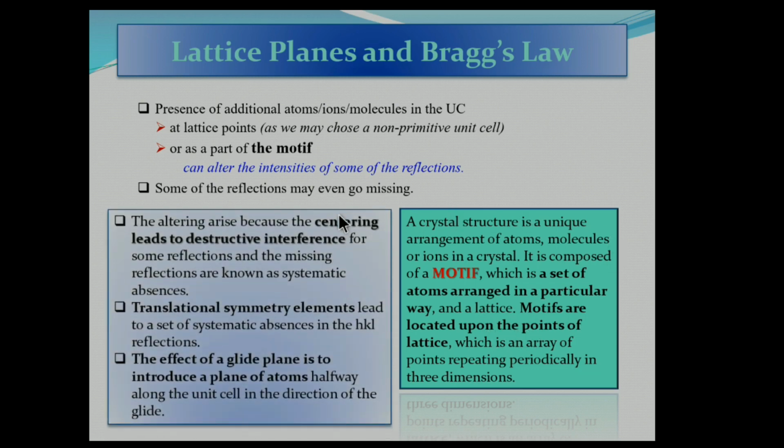And again, the altering arises because, as we already said, the presence of additional atoms or quantities at lattice points, or as part of the motif, can change or alter the result of XRD. So this altering arises because the centering leads to destructive interference for some reflections, and the missing reflections are known as systematic absences. Okay, so we said that the presence of additional points in the lattice or in the motif is called lattice centering, and this lattice centering leads to destructive interference between the consecutive planes. So due to the destructive interference of the waves from the consecutive planes, we get systematic absences, which are the missing reflections.